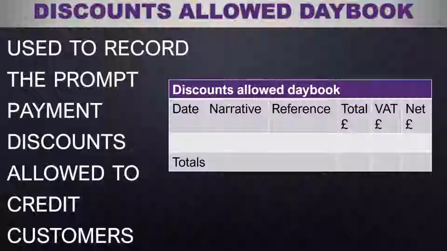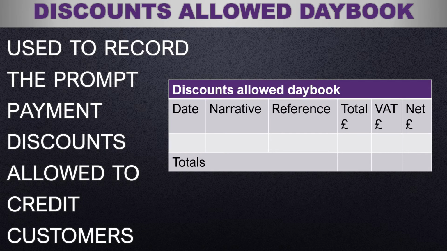First Daybook we'll discuss is the Discounts Allowed Daybook. The Discounts Allowed Daybook is used to record the discounts that have not been deducted at the point of the invoice being recorded in the Sales Daybook, but instead were offered on a conditional basis. In other words, prompt payment discounts allowed to credit customers.